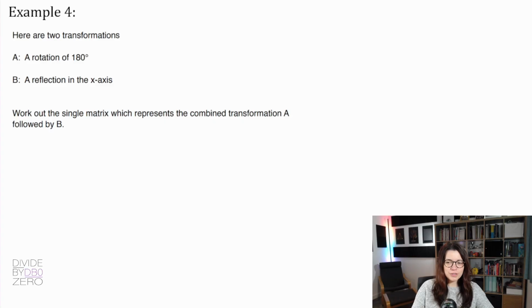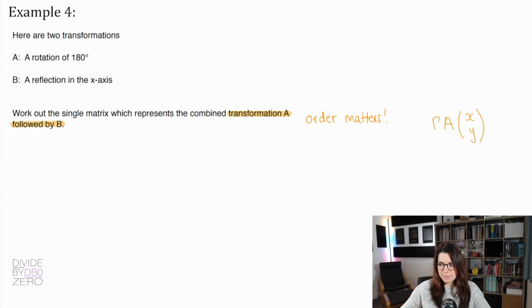Last example. Here are two transformations, A and B. Work out the single matrix which represents the combined transformation A followed by B. Our transformation A followed by B, that's important because order matters. In fact, when we have multiple transformations, if we think about a point to start with, (x, y), we're going to do matrix A followed by matrix B in this order. So you work right to left. That way, matrix A gets applied to (x, y) first, followed by B.